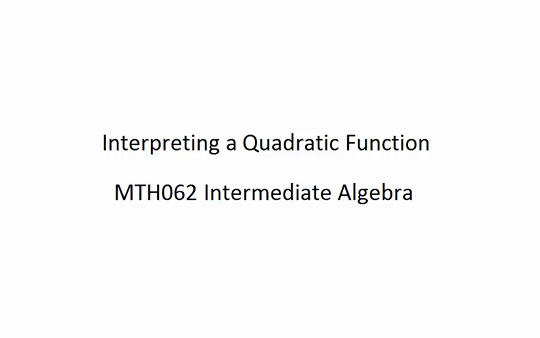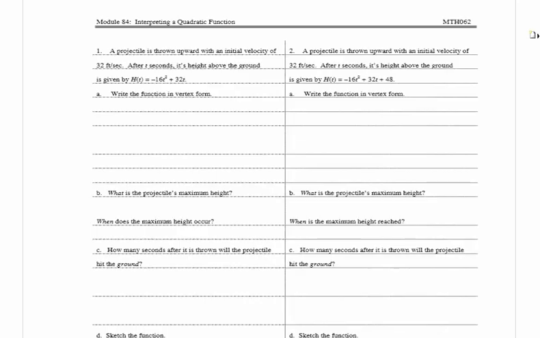In this video, we're going to be interpreting a quadratic function. In 1, it says, a projectile is thrown upward with an initial velocity of 32 feet per second. After t seconds, its height above the ground is given by h of t is equal to negative 16t squared plus 32t. In A, they want us to write the function in vertex form.